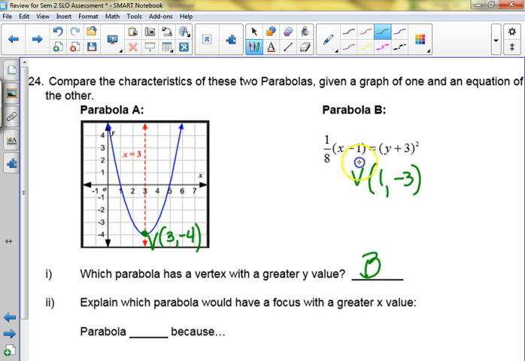Okay. What can you tell me about parabola B? It actually opens sideways, doesn't it? Because the y is squared, not the x. It would be at 1, negative 3 over here, opening this way. Okay. Which parabola would have a focus with a greater x value?